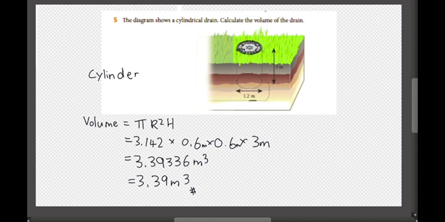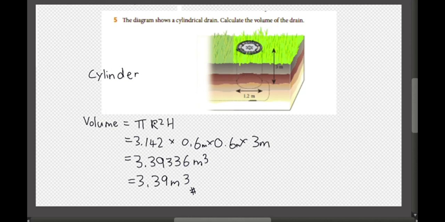So to find the volume of a cylinder, we take pi times the radius squared times the height. We can write pi as 3.142, and the radius here is 0.6 meters, because as we can see here, the diameter is 1.2 meters. Since the radius is equal to half of the diameter, to find the radius we take the diameter and divide it by 2. 1.2 meters divided by 2, we will get 0.6 meters. So 0.6 meters is the radius here.